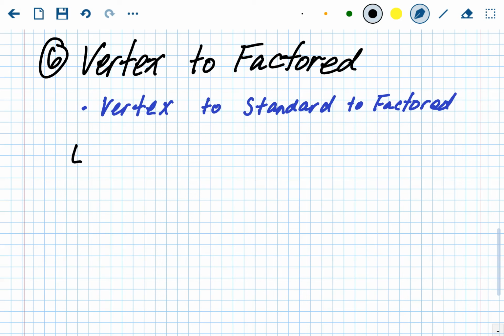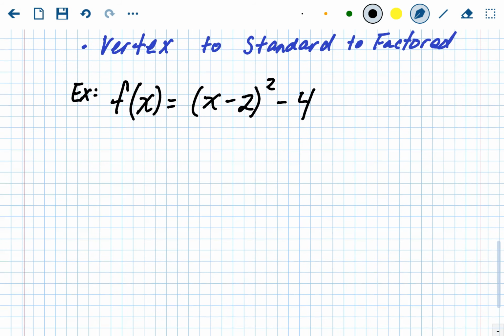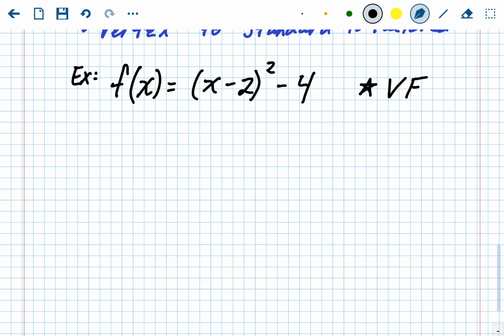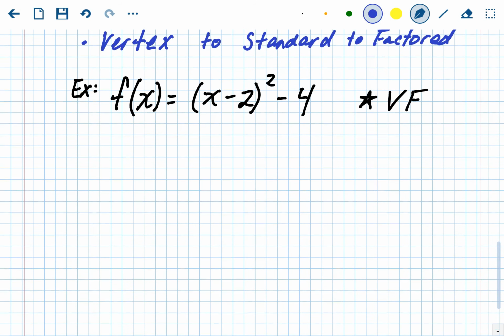All right, so this first one, let's do f of x equals x minus 2 squared minus 4. All right, so this is vertex form. Okay. All right. We have to now go into standard form. Okay, so we're going to go from vertex to standard.